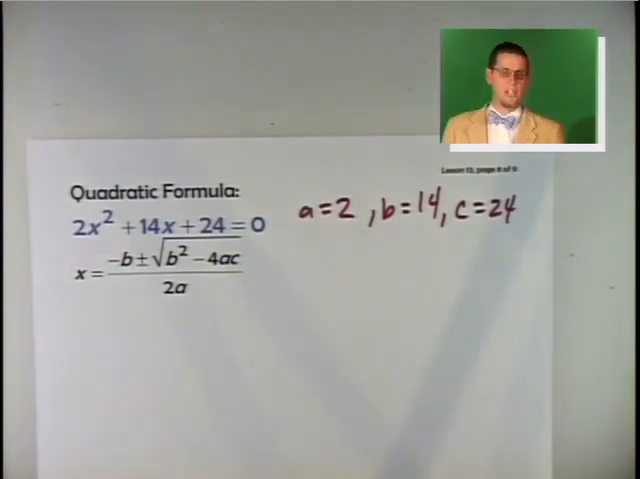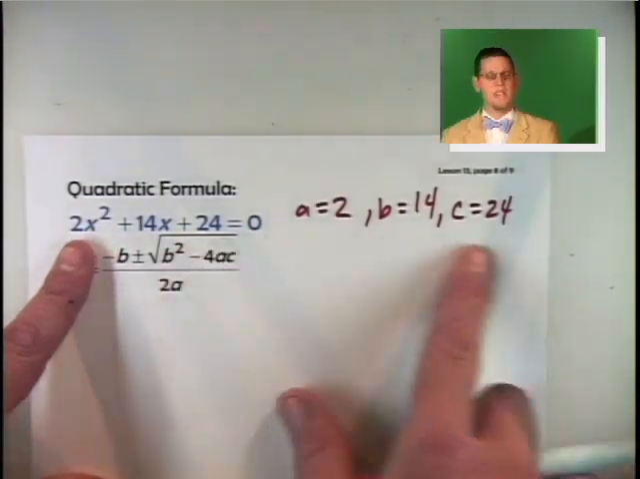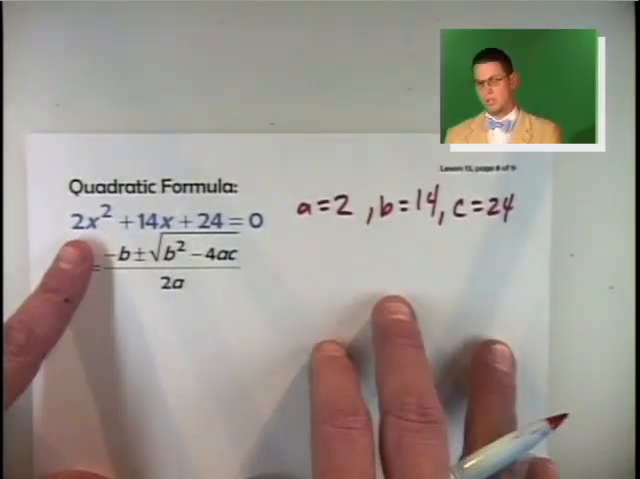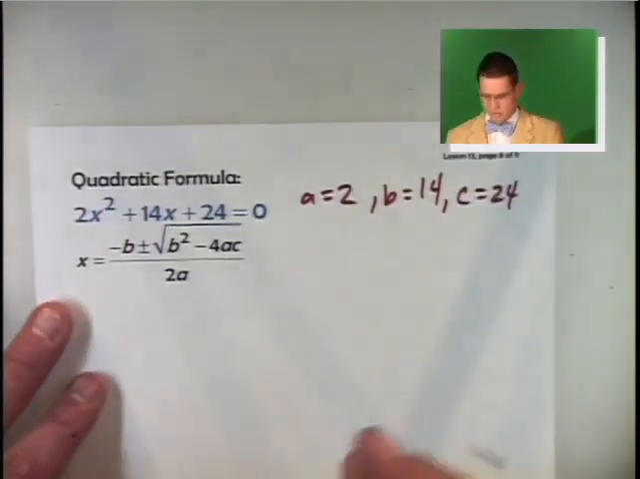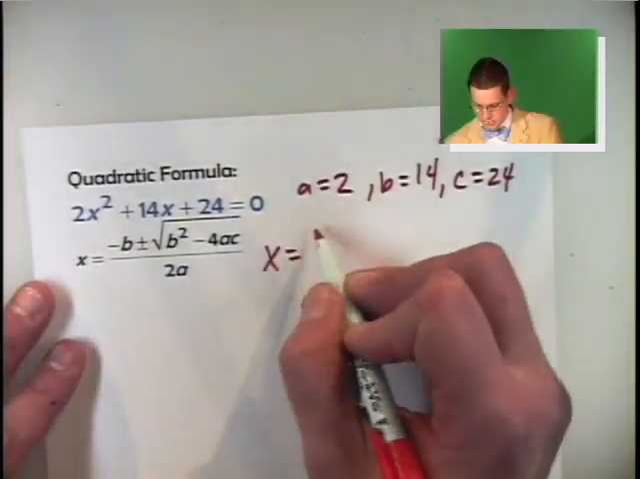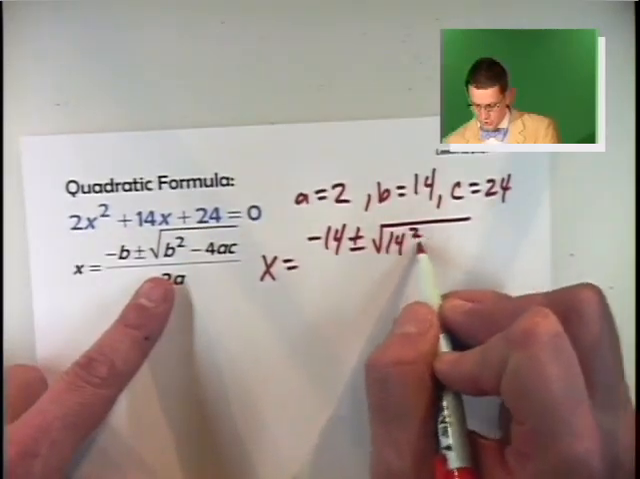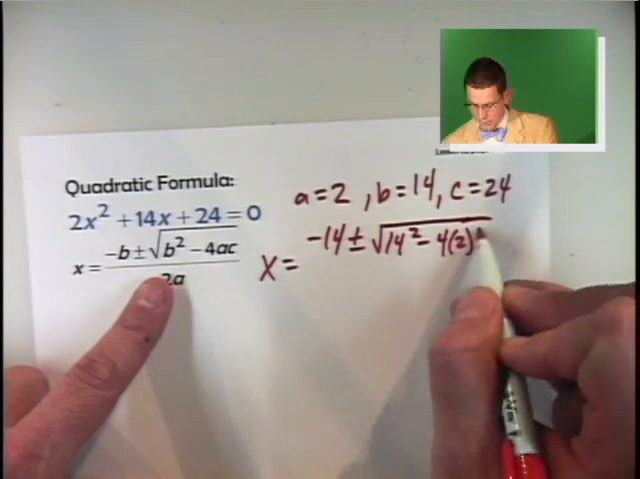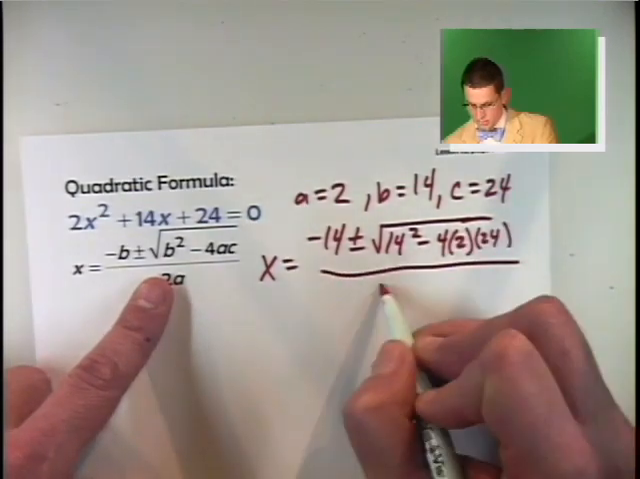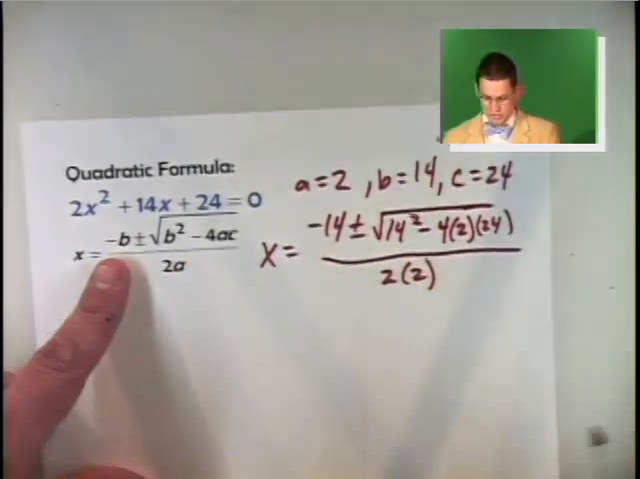Now, you could actually, if you wanted to, factor out a 2 first, and it'll make your a, b, and c a little bit smaller. But if you don't see that, that's fine. It should work this way as well. So x equals the opposite of 14, plus or minus the square root of 14 squared minus 4 times 2 times 24, all over 2 times a, which is 2.